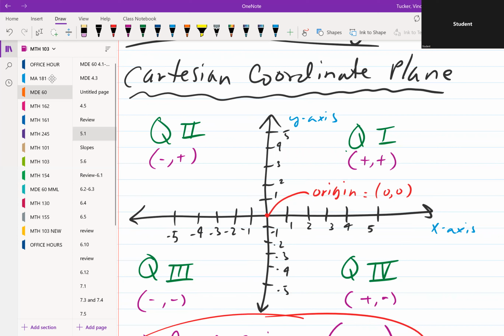Split into 4 quadrants going counterclockwise. Quadrant 1, 2, 3, and 4. To get into quadrant 1, you have to make 2 positive moves. Quadrant 2, you have to go negative and then positive. Quadrant 3, 2 negative moves, and then quadrant 4, positive, and then negative.